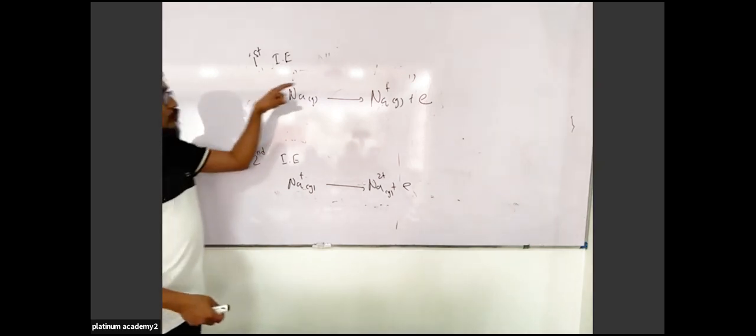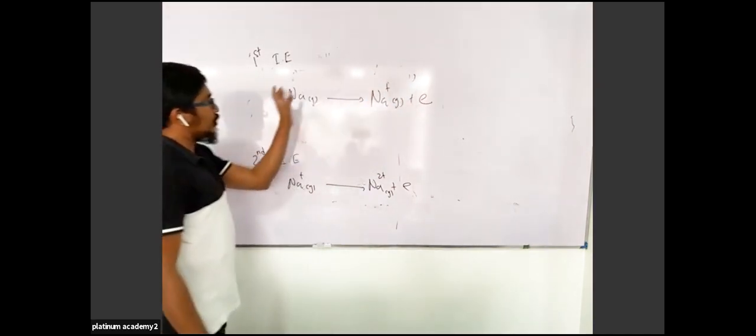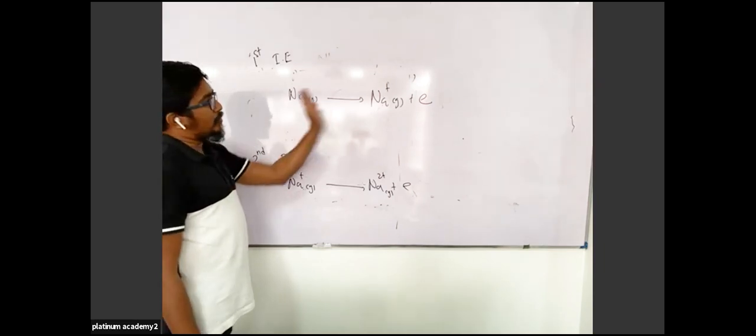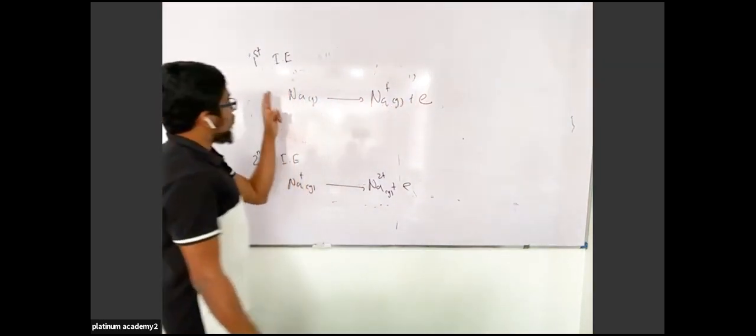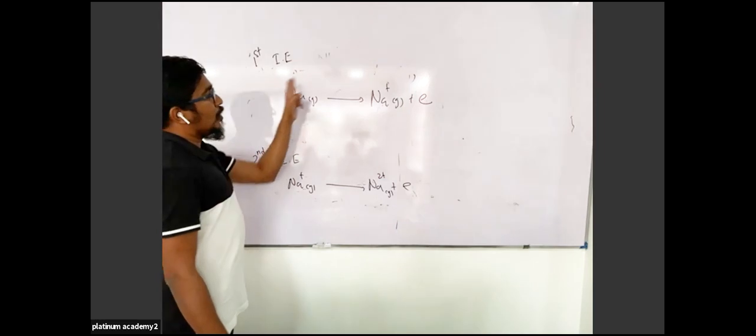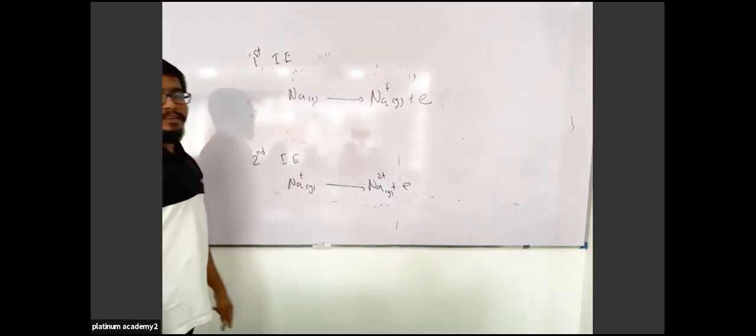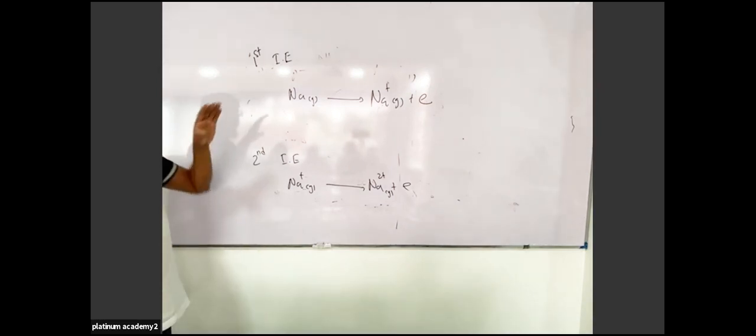Now see, once you know the reaction, you can come up with the definition. So first ionization energy is the energy required to remove 1 mole of an electron from 1 mole of gaseous atom to form 1 mole of unipositive gaseous ion. Let's write down the first ionization energy. First we'll write down the reaction, then we'll write down the definition.